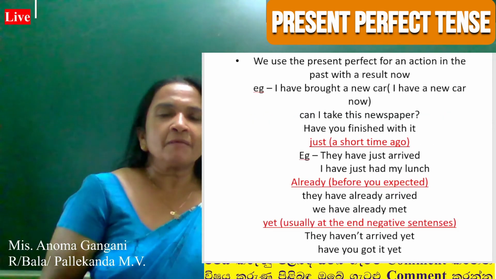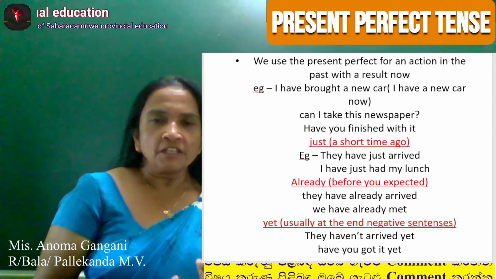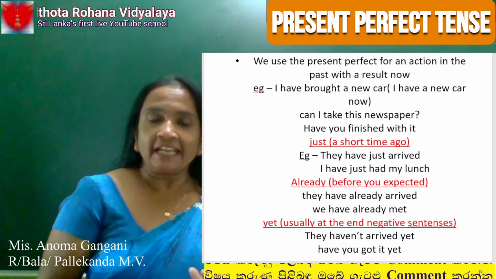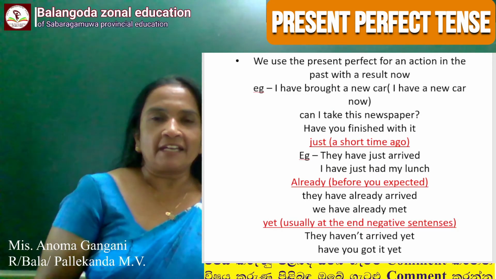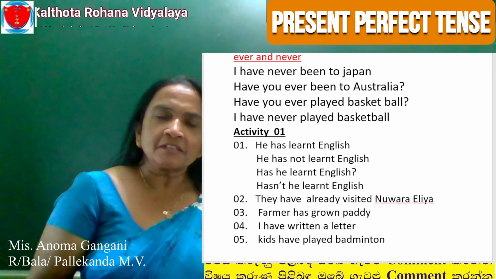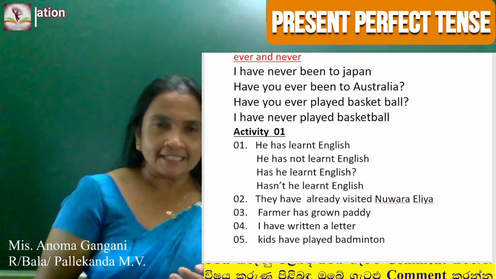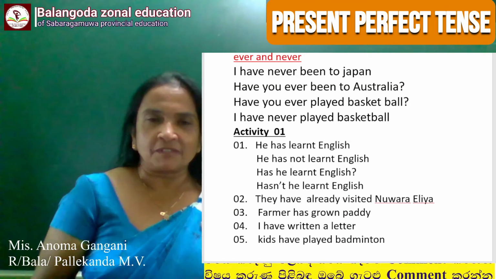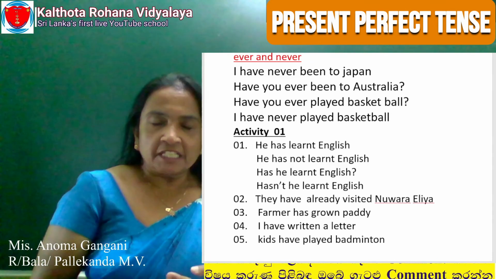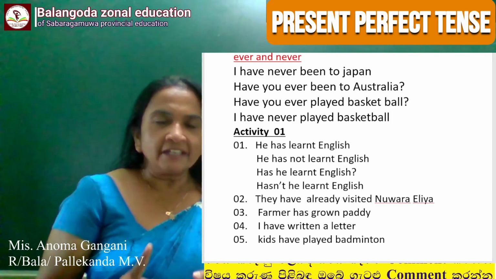Next, we use words about time: now, just, already, yet, ever and never. You got an idea about that, I know, right? Then next, again, we did some example sentences. What are the four forms mentioned? Yes, positive, negative, interrogative and negative interrogative.